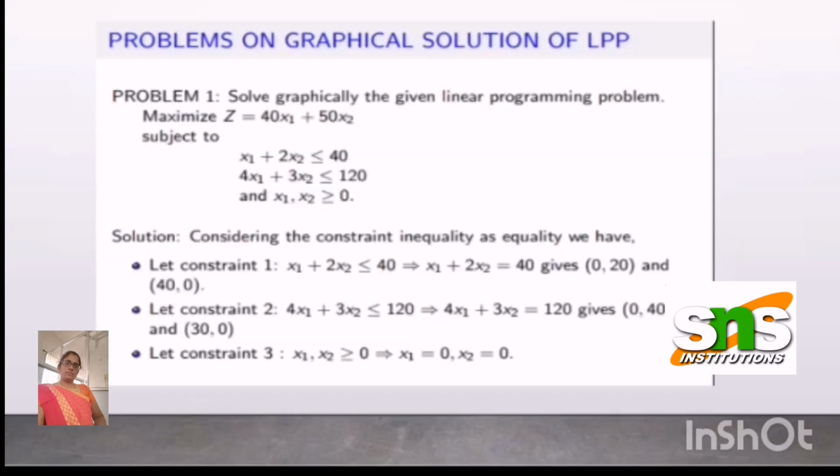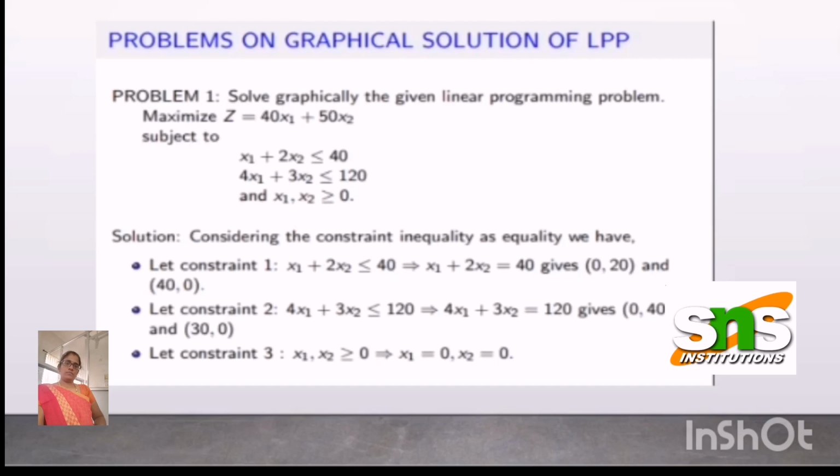Next, we see some problems for graphical solution of LPP. Solve graphically the given linear programming problem. Maximize z = 40x1 + 50x2 subject to x1 + 2x2 ≤ 40, 4x1 + 3x2 ≤ 120, and x1, x2 ≥ 0.